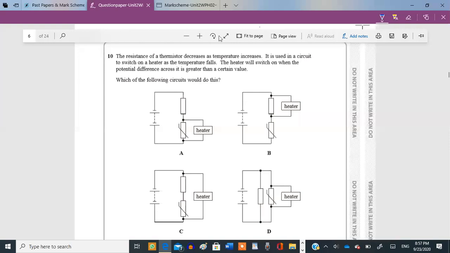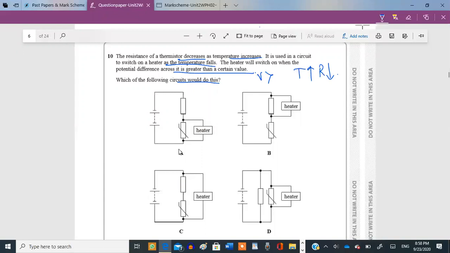All right. Now, the resistance of a thermistor decreases as the temperature increases. We know that from theory. As the temperature rises, the resistance of a thermistor will fall. It is used in a circuit to switch on a heater as the temperature falls. The heater will switch on when the potential difference across it is greater than a certain value. So if the potential difference across the heater becomes greater than a particular threshold, then it would switch on. Which of the following circuits would do this?